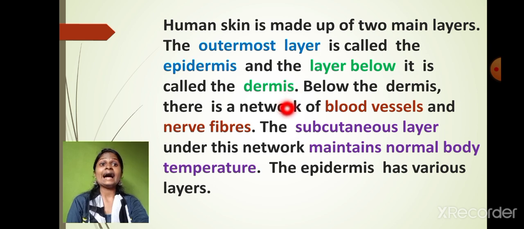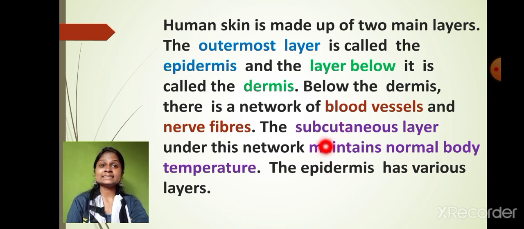The layer below of the epidermis is called as what? Dermis. And below the dermis layer there is a network of blood vessel and the nerve fiber. That's why, because the blood vessel are present below the skin, you must have noticed that most of the time when we get hurt, blood comes out. Am I right? Why blood comes out when the skin gets damaged? Because the blood vessel which are present below the skin, they get damaged and the blood will come out.